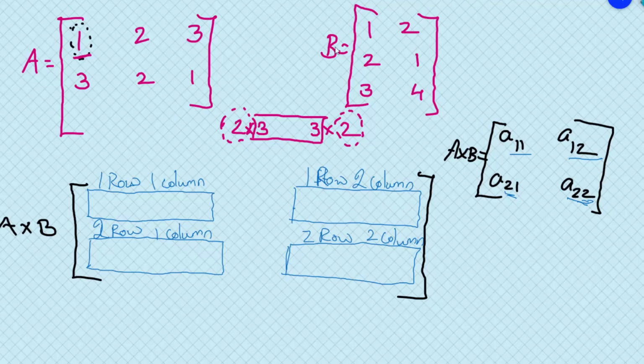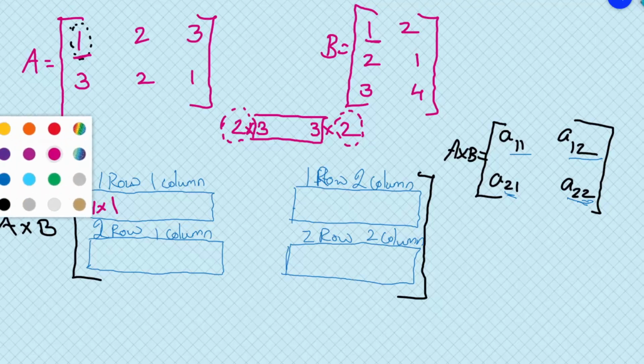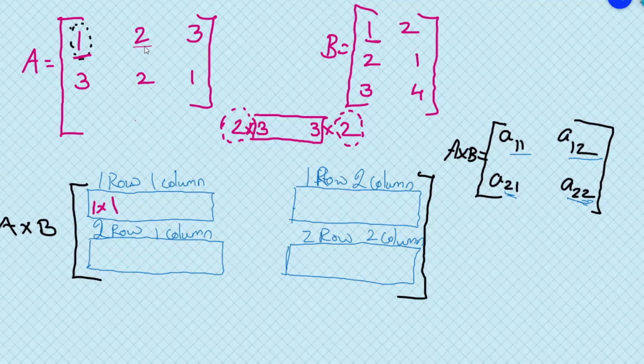So to do the operation for first row, first column, we multiply the corresponding elements. That is, the first element of the first row will be multiplied with the first element of the first column. Then the second element of the first row will be multiplied with the second element of the first column. Then the third element of the first row will be multiplied with the third element of the first column, and they will be added, and this is the first element of the resultant matrix.